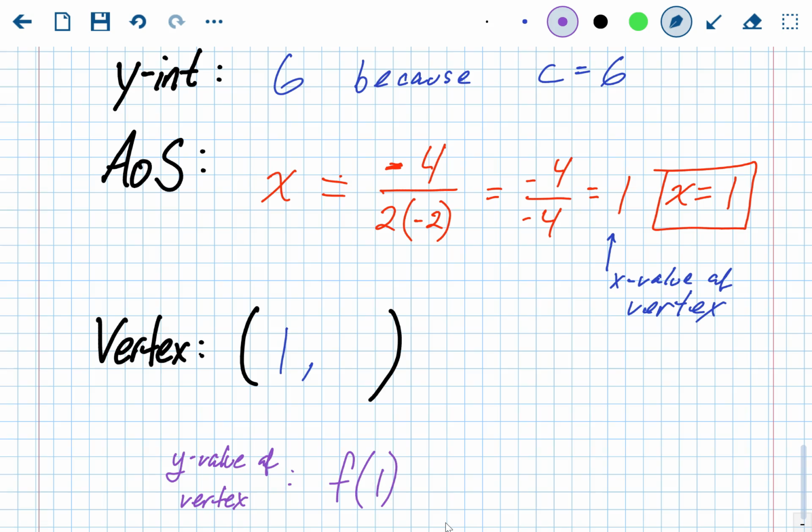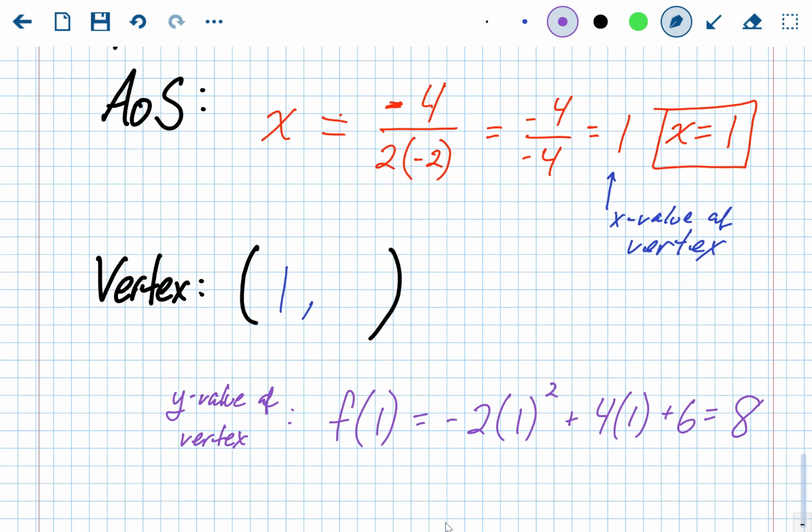So what comes out when we plug in 1 for x? Well, we're just going to go back to the original function, which is negative 2x squared, so negative 2 times 1 squared, plus 4x, 4 times 1, plus 6. And figure out what that equals. 1 squared is 1, times negative 2, plus 4, plus 6 gives you a value of 8. Okay. So that's the y value of the vertex. So our vertex, we already knew x was 1, now y is 8. So 1, 8 is the vertex.